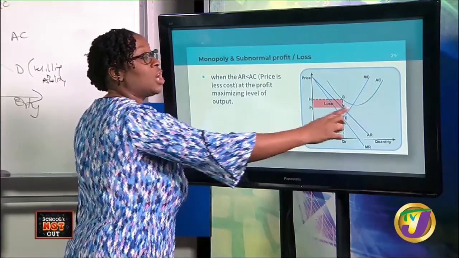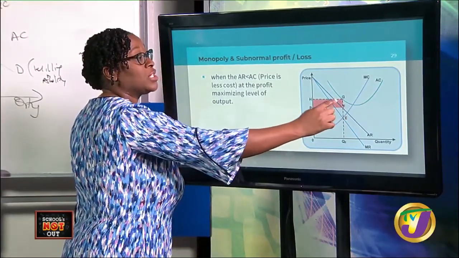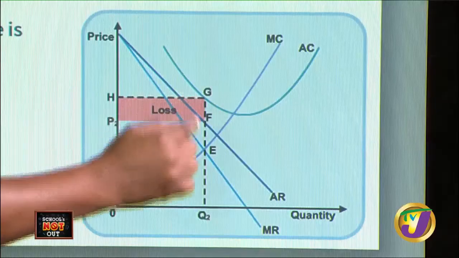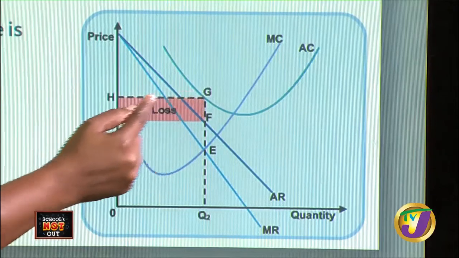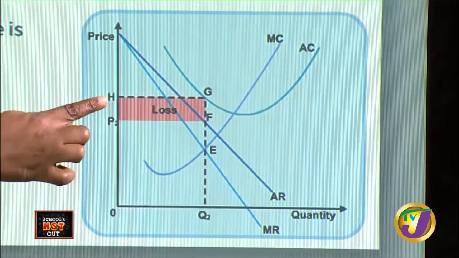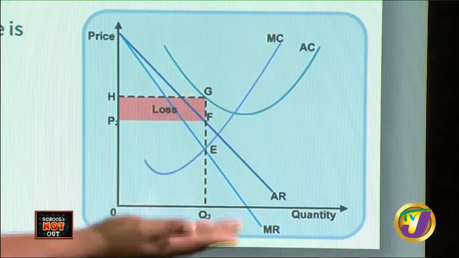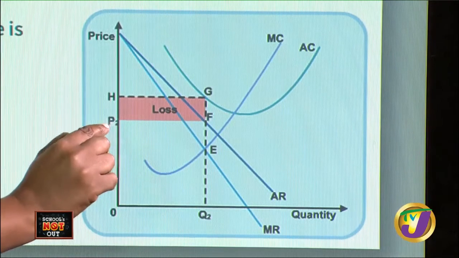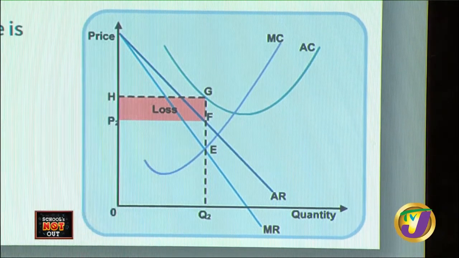But your average cost curve is much higher. So when you take your line up to touch your average cost curve and carry it across on your price line, H, you'll see that H is much higher. So your cost of producing is higher than your selling price. And so the firm here is operating at a loss.